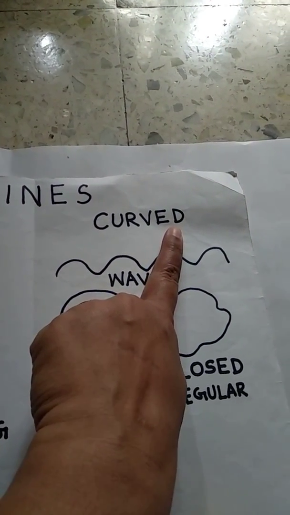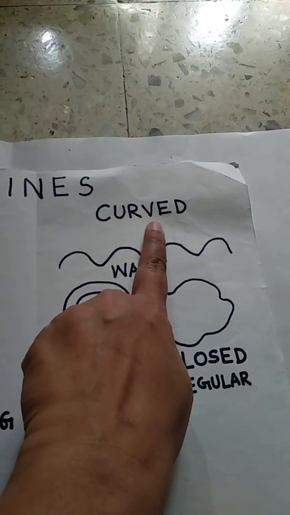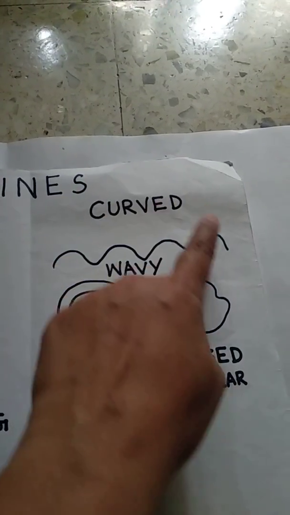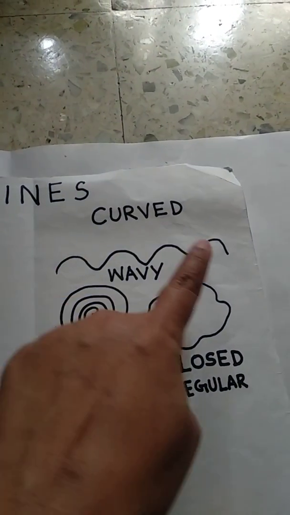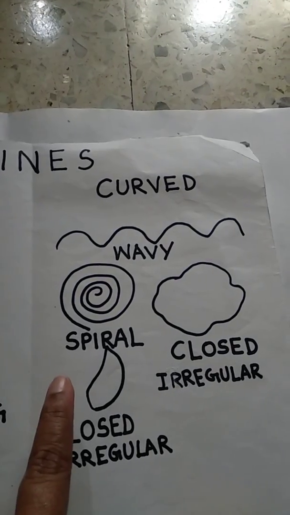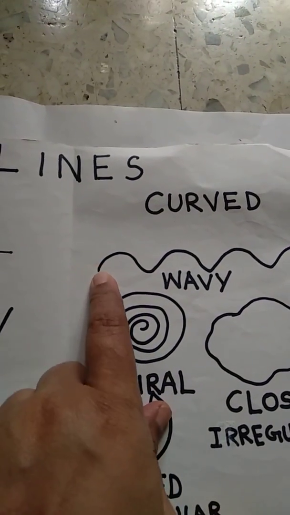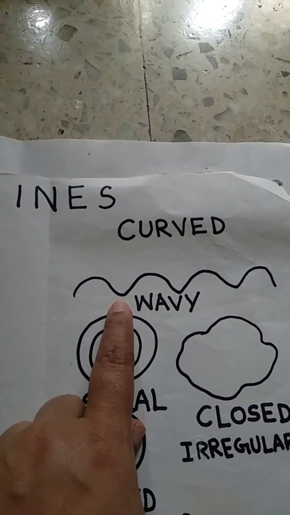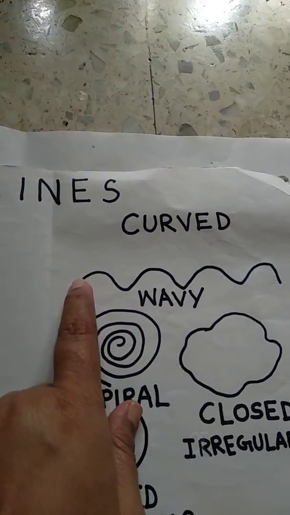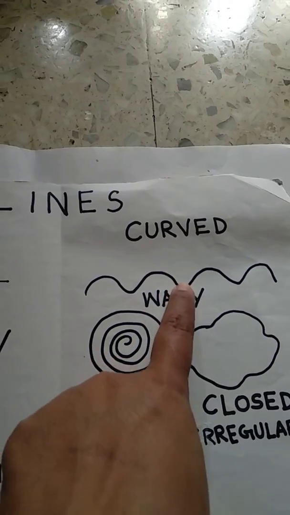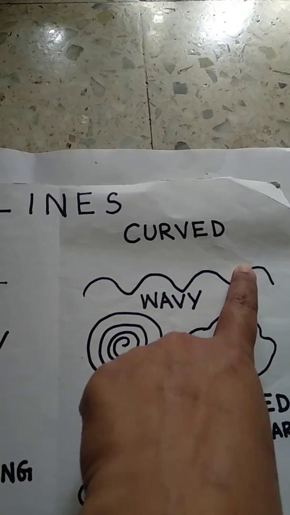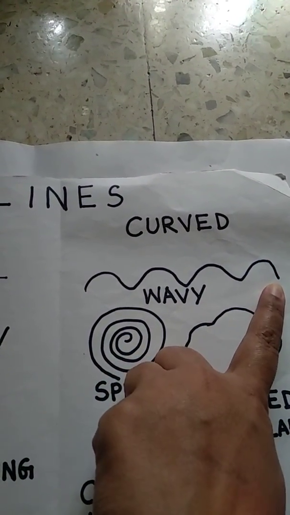C-U-R-V-E-D, curved. This is the spelling of curved. And this is the family of curved lines. First, let us see what is this. This line looks like an earthworm. It goes up and down, umpty bumpty bumpty dumpty, up and down.